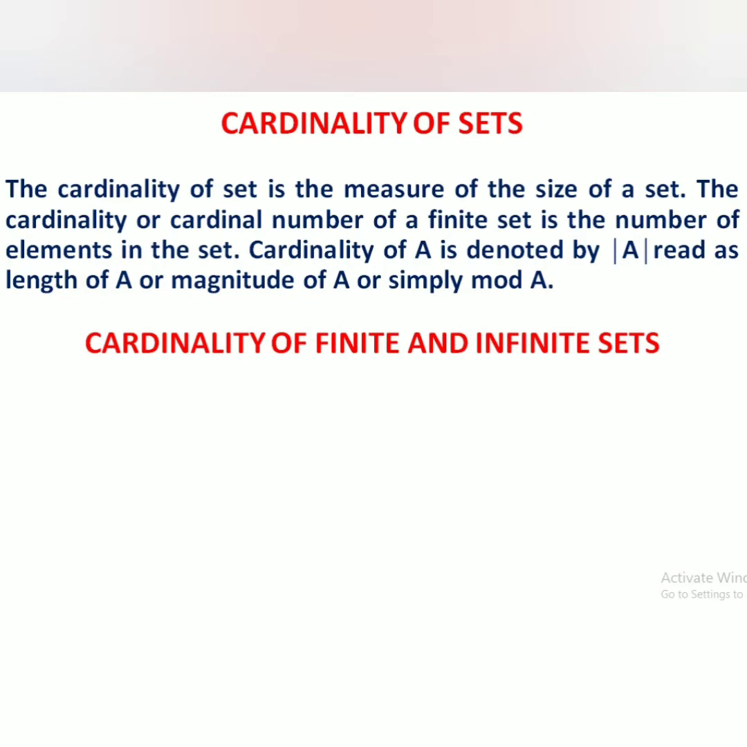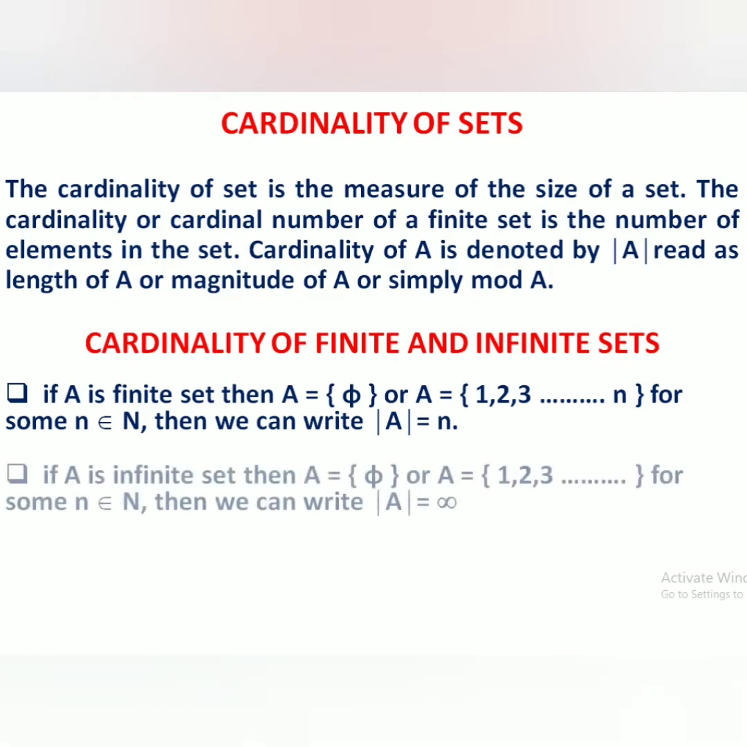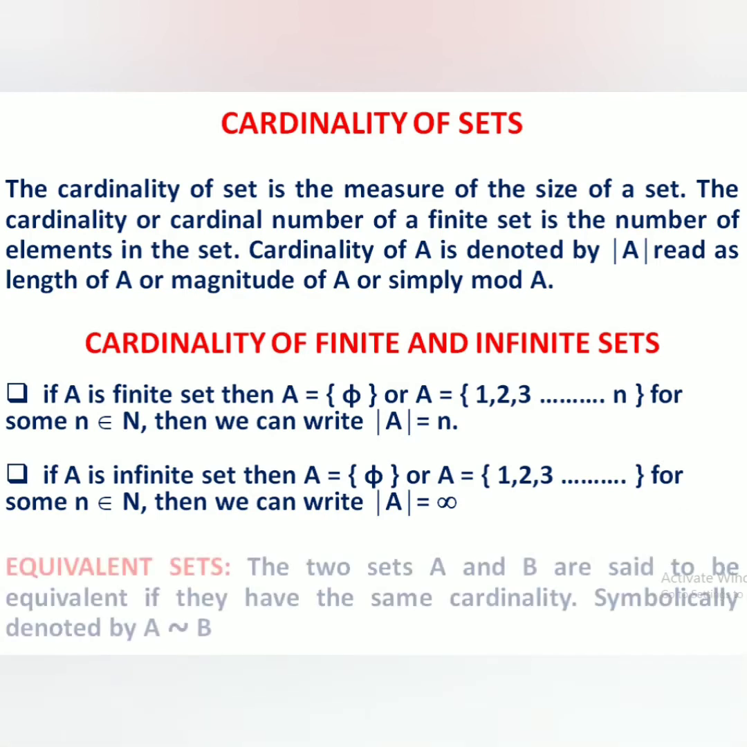Now to go to the cardinality of a finite and an infinite set. If A is a finite set, then A is either empty, containing no elements, which is also a finite set, or A contains the elements 1, 2, 3 up to n, for some small n belonging to the natural numbers N. Then we can write the cardinality of A is n. If A is infinite, then A may contain so many elements 1, 2, 3, 4 and so on. Then the mod of A in this case is infinity.